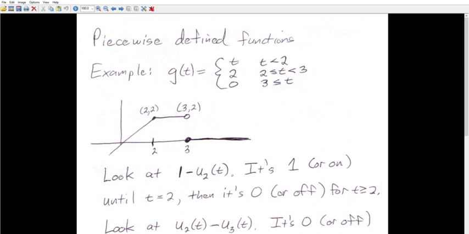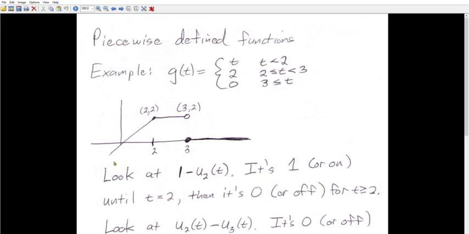And the answer turns out to be, how do we write piecewise defined functions without having to do multiple integrals and break things up into various pieces and such? Okay, so as an example, let's take g of t to be t when t is less than 2. We'll have it be 2 when t is between 2 and 3. And we'll have it be 0 when 3 is less than t.